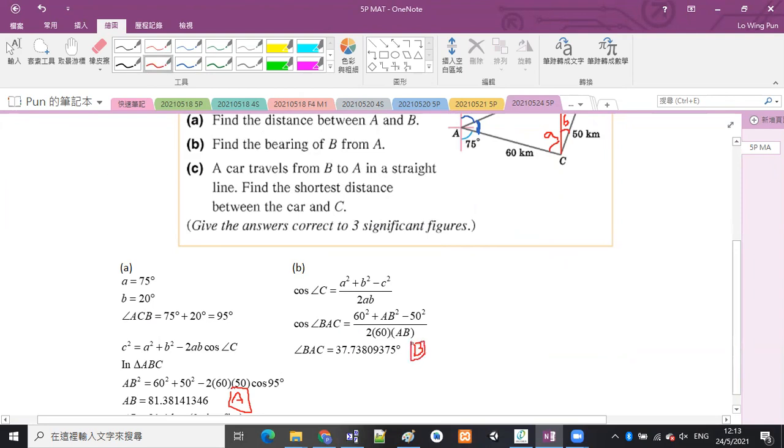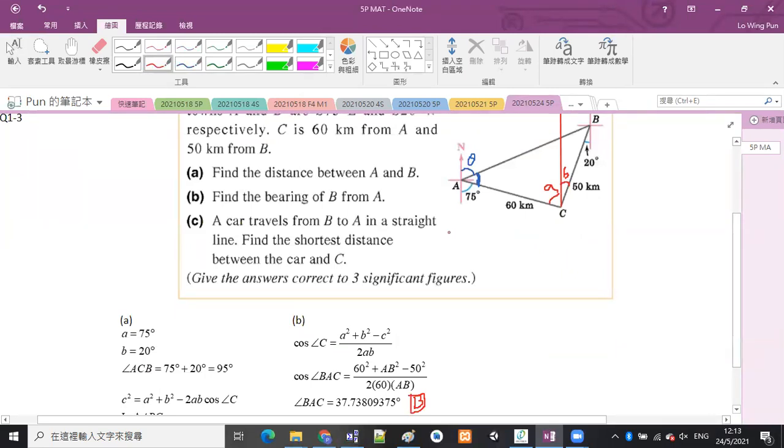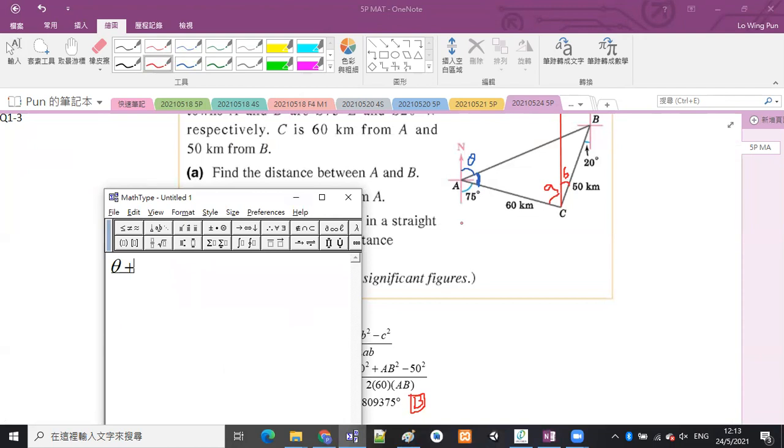And I want to find theta. Then I'm going to use the adjacent angles on a straight line to find theta. Theta plus angle BAC plus 75 degrees should be 180 degrees. This is adjacent angles on a straight line. And then theta will be 180 degrees minus 75 minus memory B. Should be 67.26190625 degrees. Okay, this is not the last part, so I'm going to save this to memory C. But this will be the answer of this question.